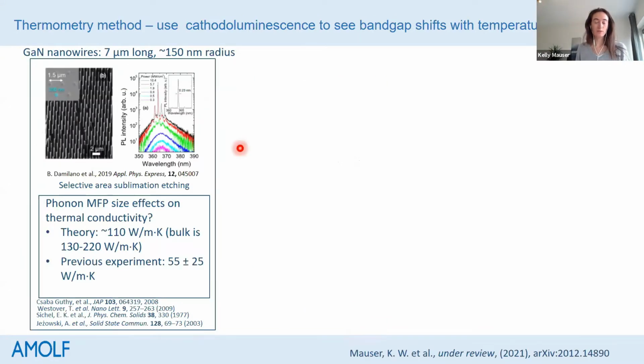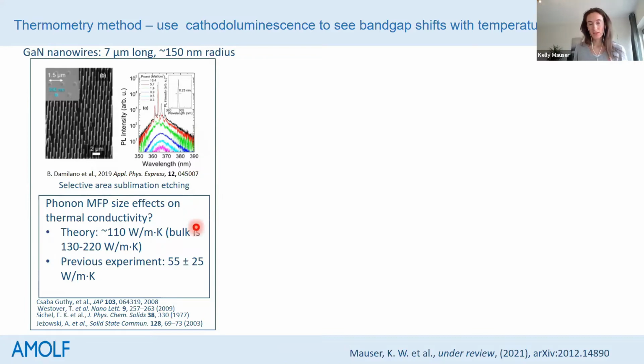The samples that we decided to measure are these gallium nitride nanowires that are about 7 microns long and 150 nanometers radius. They're grown by our co-authors with selective area sublimation etching. More details about that can be found in this paper. These wires are very high quality, so they actually exhibit lasing modes under optical pumping.